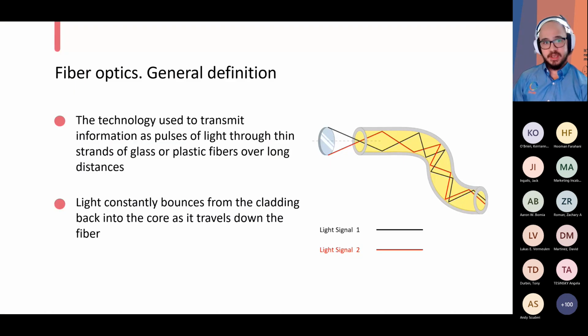So, in general, fiber optics is the technology that we use to transmit information using pulses of light through either glass or plastic fibers over long distances. And it works by having light constantly bounce down the fiber as it travels. And the method of that is there's kind of two components you can see here on this slide. The area you see here that's highlighted in yellow is what we'll call the core, and then this gray field you see here is the cladding, and it'll bounce back and forth through it, from one end to the other.